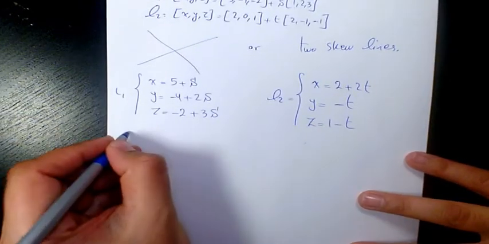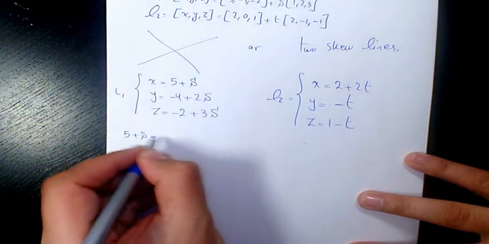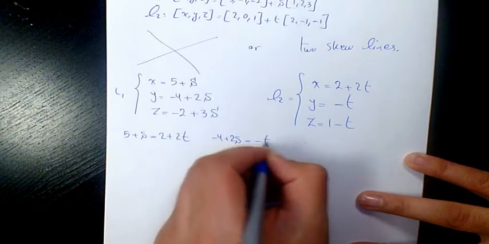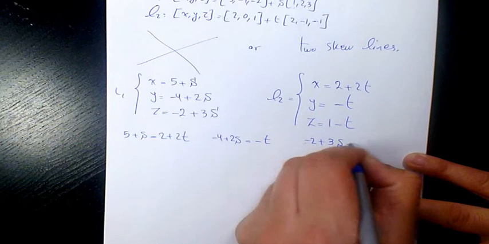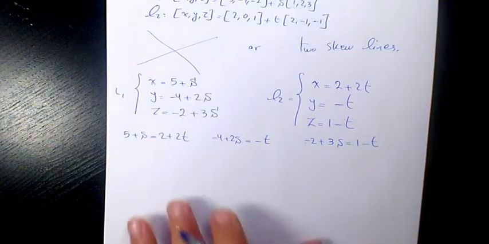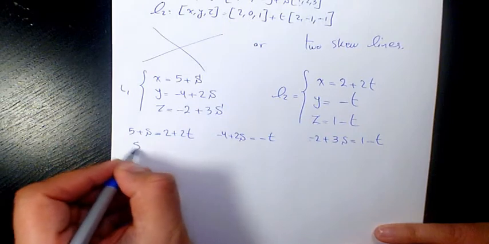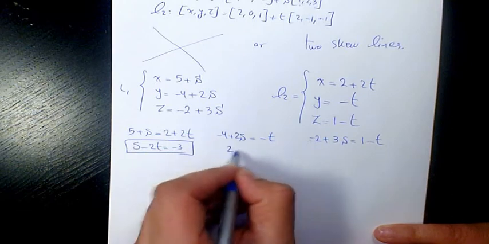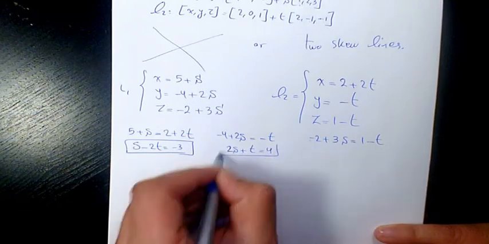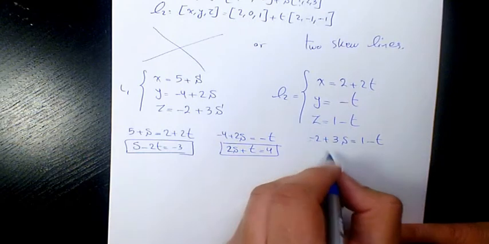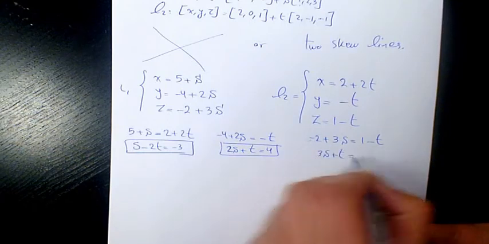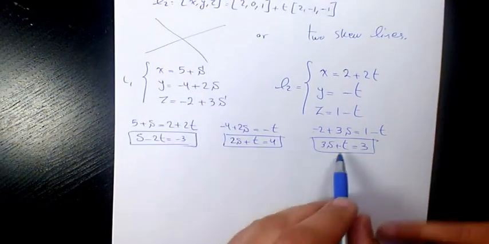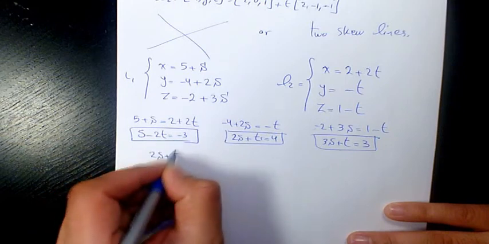So we do the same thing. 5 plus s equals 2 plus 2t. Negative 4 plus 2s equals minus t. Negative 2 plus 3s equals 1 minus t. So we have s minus 2t equals negative 3. That's the first equation. Here we have 2s plus t equals 4. That's the second equation. And here we have 3s plus t equals 3. That's the third. So I'm going to use the second and third because it looks easier.